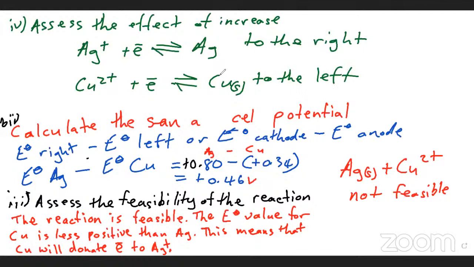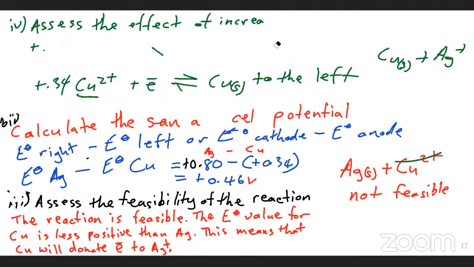So what it means is copper is better at forming copper ions by giving up electrons, and silver is better at gaining electrons to form silver. So when you set up this cell, it should be copper metal with silver ions, because copper is better at being oxidized and silver is better at being reduced. That is why it has the higher value. All right. But we can't spend too long on this. We have to move on. Just remember, the higher the value, the more likely it is to be reduced.